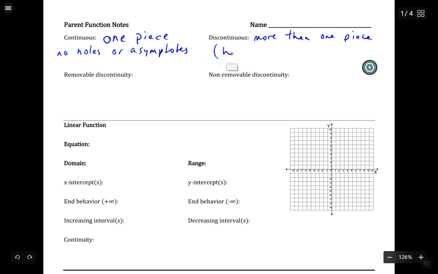It means it has holes or asymptotes. Right? Or it could just have one hole. But anyway. Now, which one's the removable discontinuity? The hole or the asymptote? Holes.